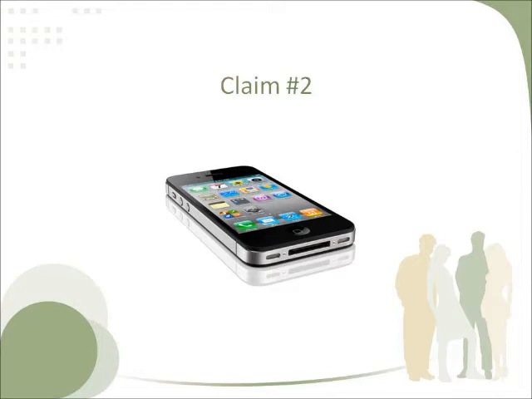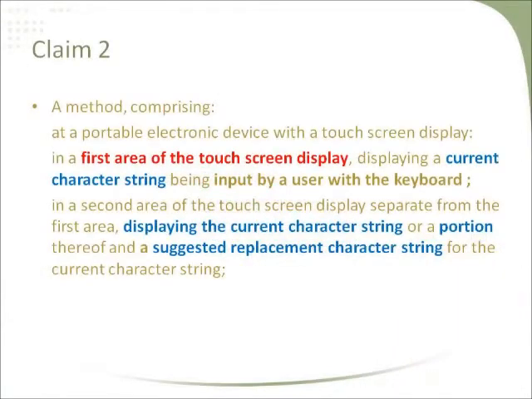Again, it's a method, and it's saying that in the first area of a touchscreen display, it would display a character string, which was inputted by a user with a keyboard. And then at the second area, it would display the current character string or maybe a portion of it, and then it would give you a suggested character string.